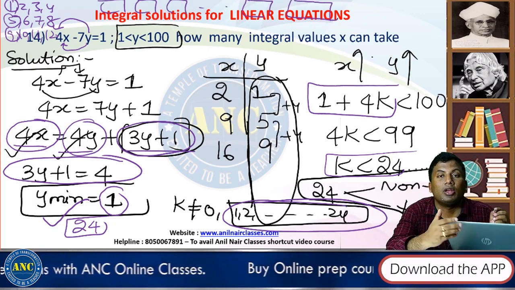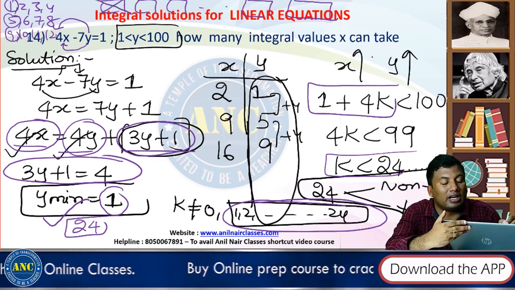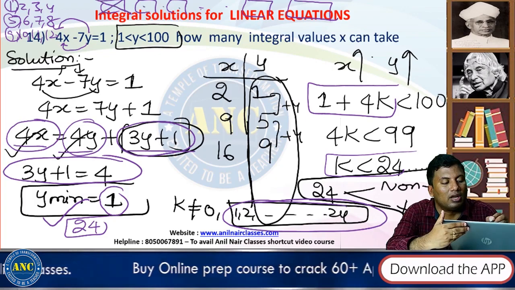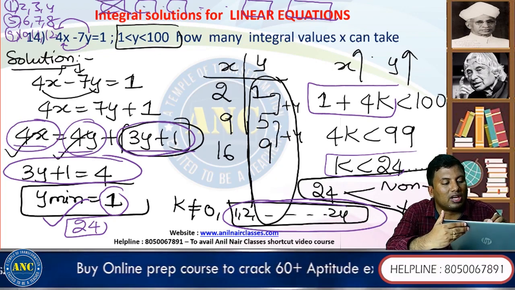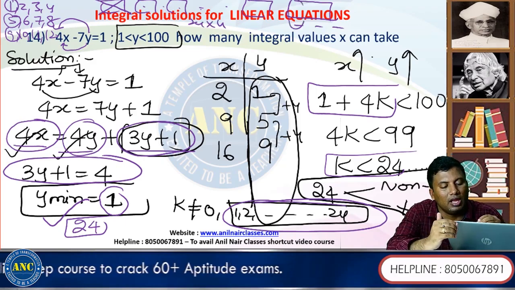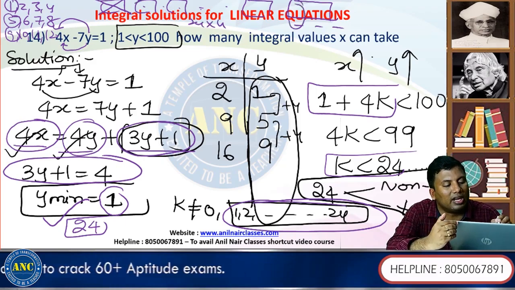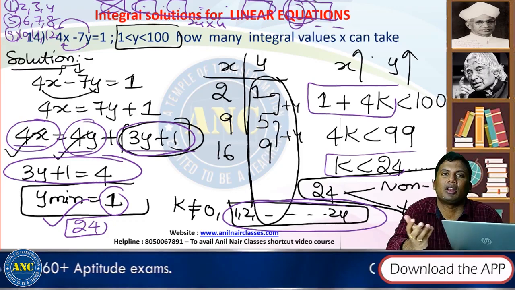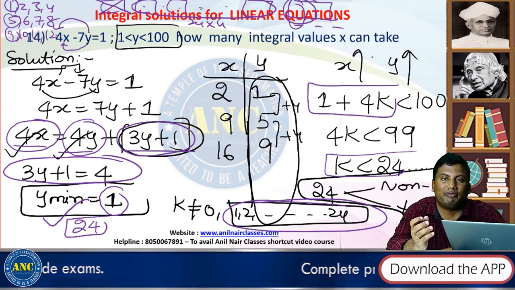This group I am not taking because y is greater than 1. So 24 4s are 96, and the last group has 3 values. Here I got 23, here I got 1. 23 plus 1 is 24.